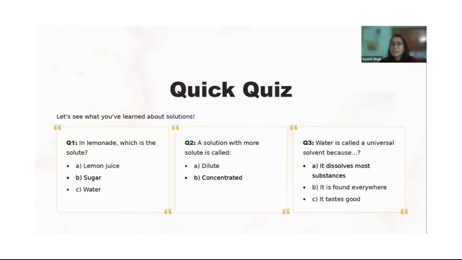The second question is, a solution with more solute is called dilute or concentrated? I hope you know this one. We just discussed it, right? And water is called the universal solvent. Why? Because it dissolves most substances, it is found almost everywhere, or because water tastes good? I hope now you are able to answer all these questions.